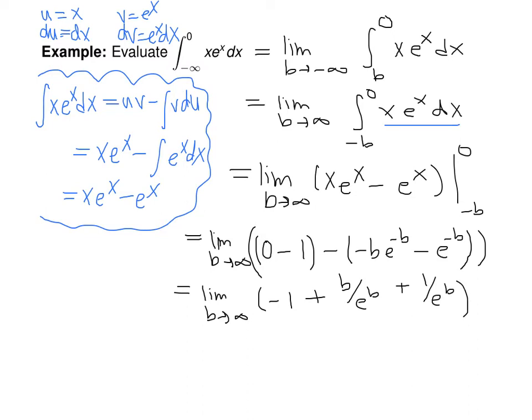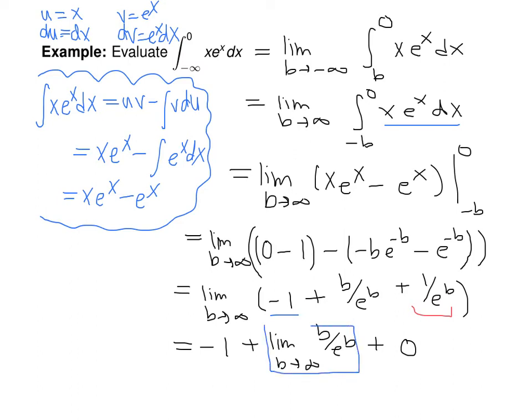And now we can take the limit of each term individually. So the limit as b goes to infinity of negative 1 is going to simply be negative 1, plus the limit as b goes to infinity of b over e to the b. Now this last thing, as b goes to infinity, that's going to go to 0 because you have 1 divided by a large number. To evaluate this middle limit, we have to use L'Hopital's rule.